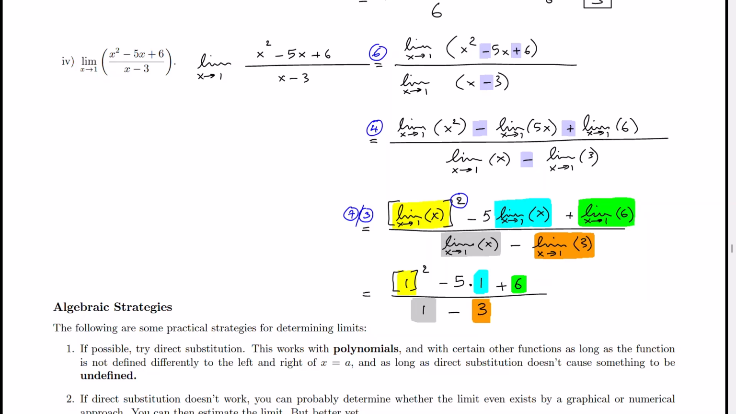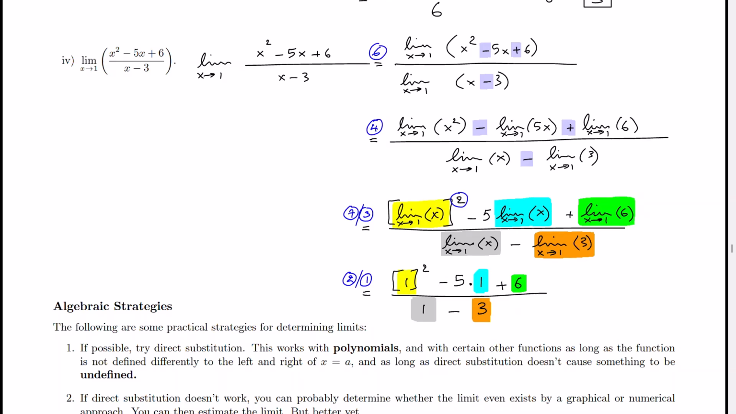So which rules did I use here? I used a combination of rule number 2 for all the terms that have an x and rule number 1 for all the terms that have a limit of a constant. And so now we can just use our PEMDAS to figure out the answer to this thing.